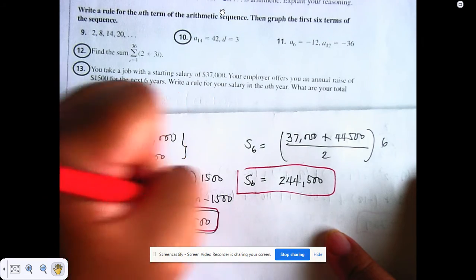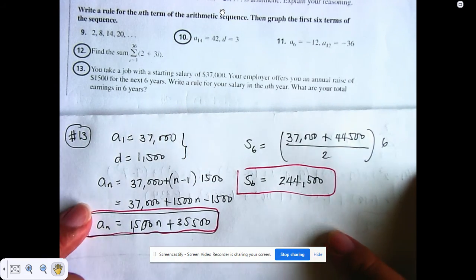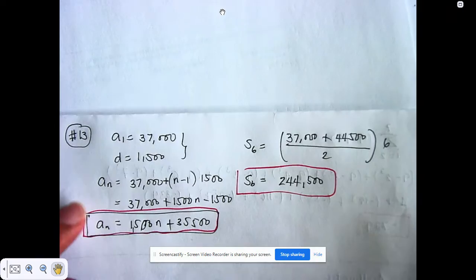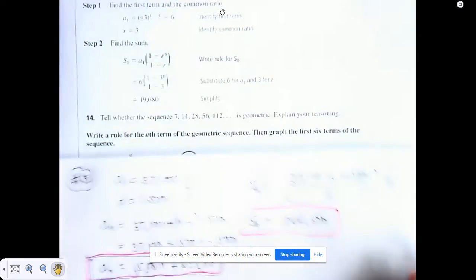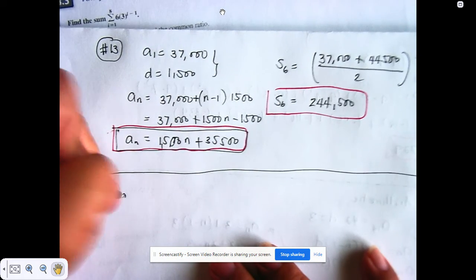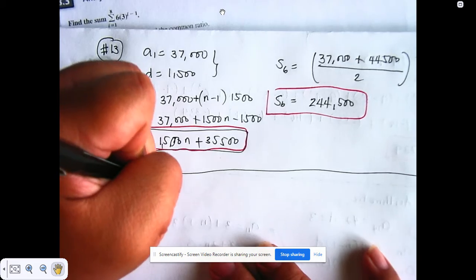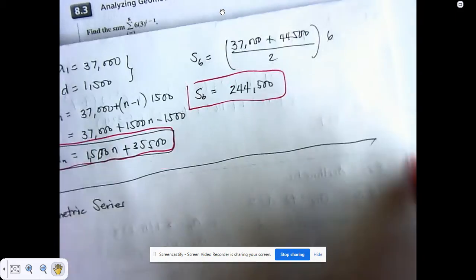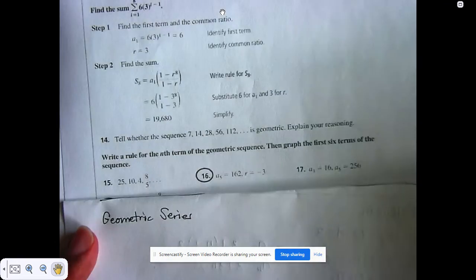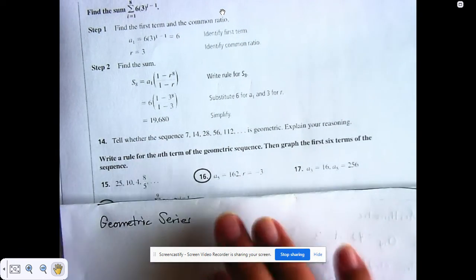This and this. So next would be 8.3. 8.3 would be analyzing geometric series. So here we're done with arithmetic. We're going to go to geometric series. Write the rule for the nth term of the geometric series. Then I'm not going to ask you to graph. So let's start with number 16.